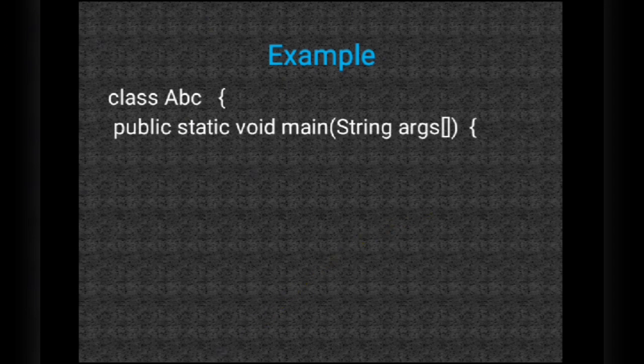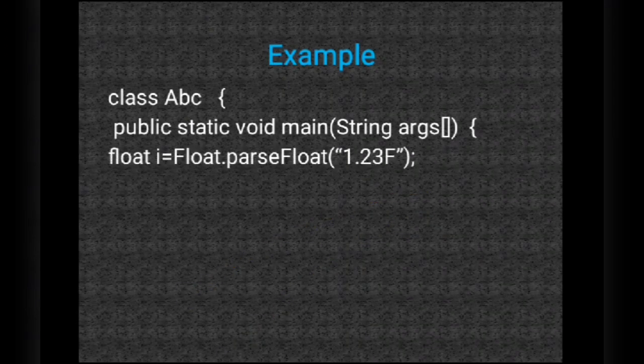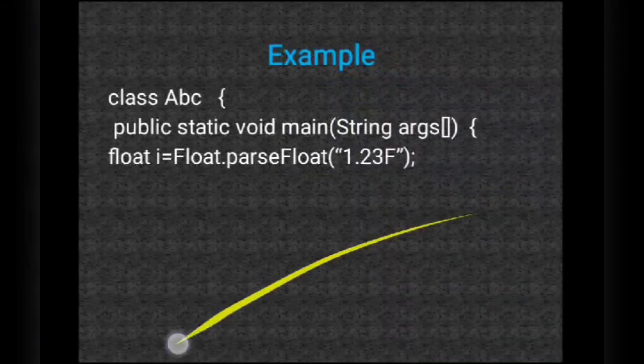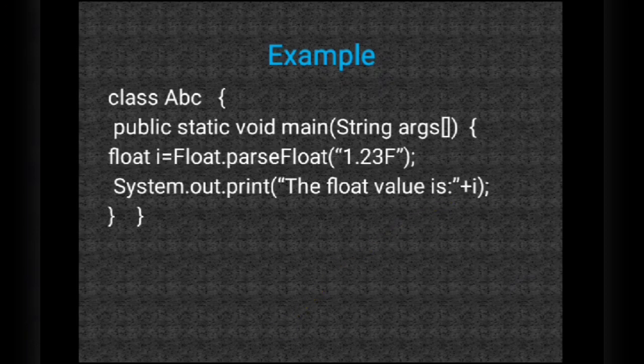First you have a class ABC, then the main method. After that, this important statement is used to convert the string value into a float value, where float i, because as we know Float.parseFloat returns a float value, so we store the value of i in a float variable. We pass the value in double quotes because we have to pass a string argument. We have the value 1.23f. After this we print the value of i, so your answer will be: the float value is 1.23.